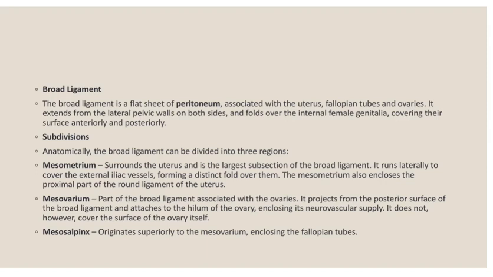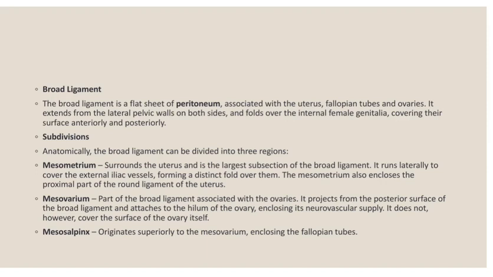Mesometrium surrounds the uterus and it is the largest subsection of the broad ligament. It runs laterally to cover the external iliac vessels, forming a distinct fold over them. The mesometrium also encloses the proximal part of the round ligament of the uterus.